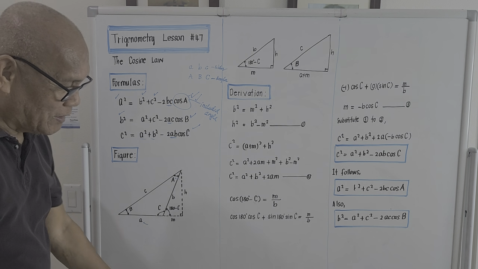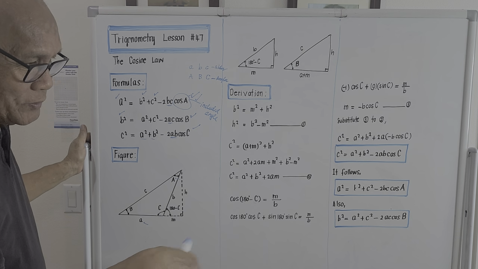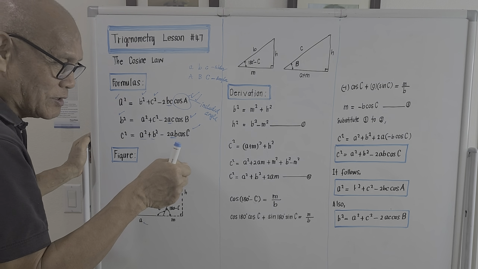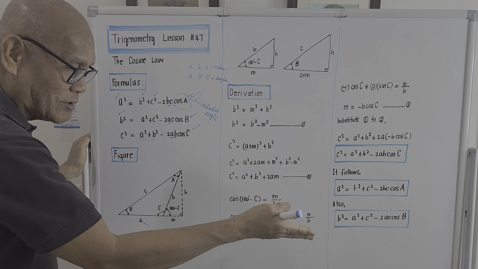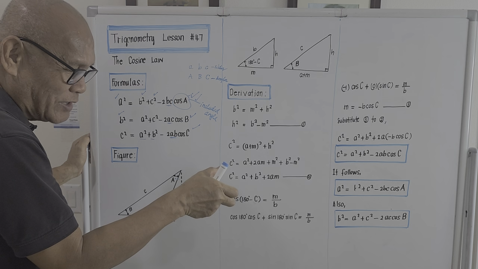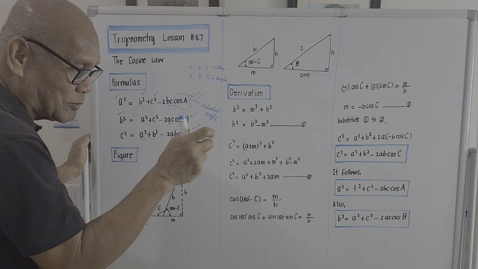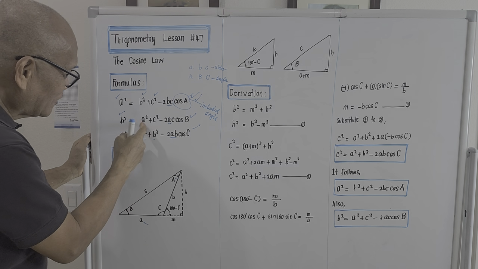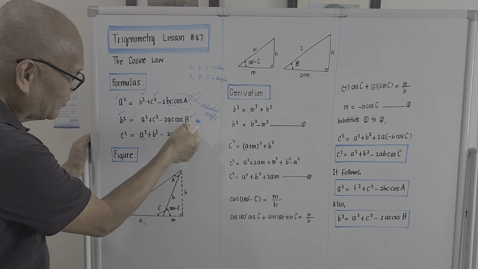So I will repeat it again. In any oblique triangle, the square of any side should be equal to the sum of the squares of the other two sides minus twice the product of the other two sides times the cosine of the included angle. The included angle between A and C for the next one will be angle B.